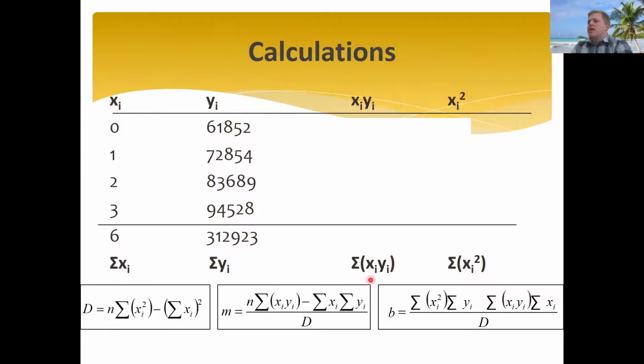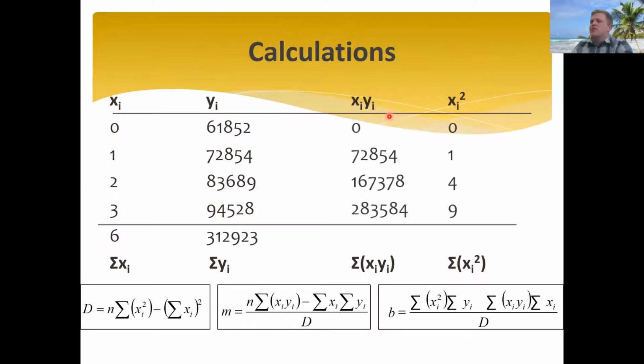Now let's calculate this sum, the sum of our xi times yi values. This doesn't mean we're taking every x value and multiplying it by every y value. This means that we're going to take x1 times y1 and add that to x2 times y2, etc. And then for our xi squared values, we're just going to square these. So let's look at what that looks like.